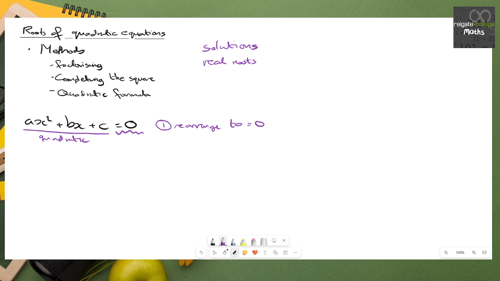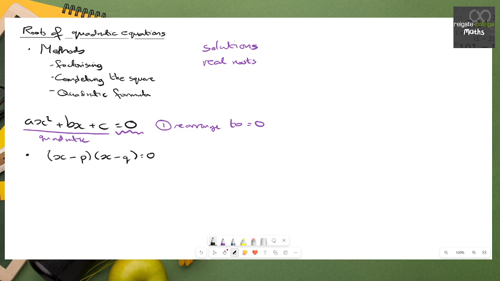So, looking first at factorising. If we are factorising a quadratic equation, it means putting it into two brackets, which typically will end up looking like this. Now you might have some numbers on the front of the x's, and we'll deal with an example that does that in a bit, but broadly it's here.